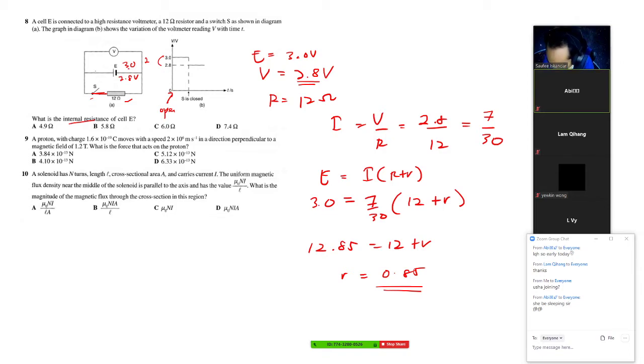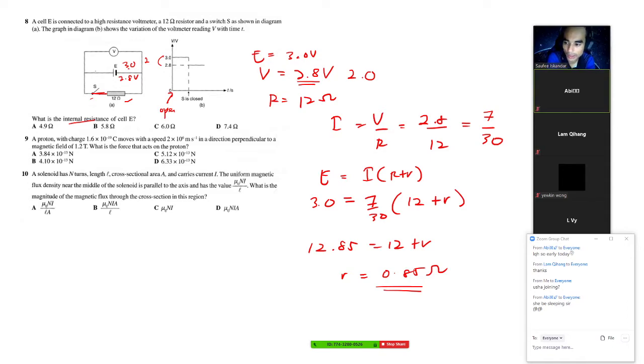Let's check with the scheme. There's something wrong with the scheme. It says that this one is 2.0. So the answer is actually 0.85 ohm. Any question, actually? Do you have any question, anyone? No, sir. Okay.